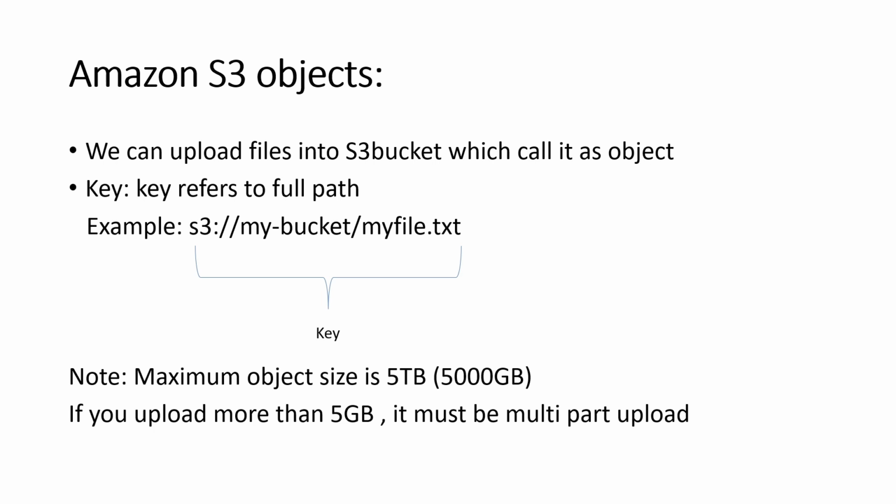There is some restriction in S3, like the maximum object size is 5 TB. If your file is more than 5 TB, then you must use multi-part upload, which means you cannot upload a file of more than 5 TB in a single go. That should be a multi-part upload, which means you are uploading chunks of your file.